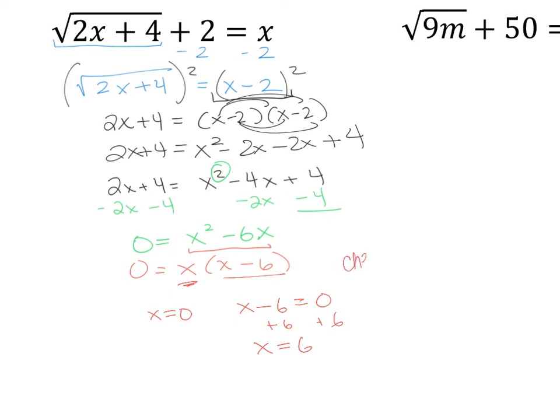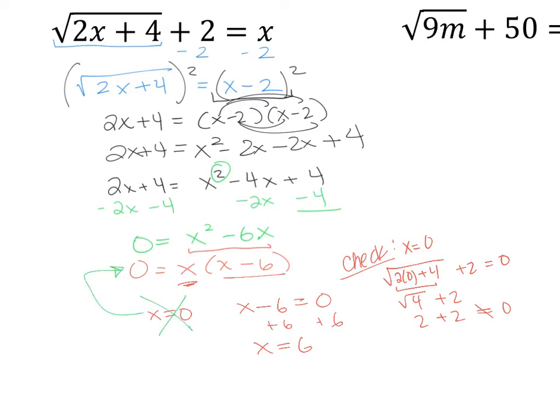Before I box those up though, I'm going to check that it's okay. So if x equals 0, I'm going to plug that in. The square root of 2 times 0 plus 4, plus 2, this is supposed to equal 0. Well, this is going to be the square root of 4 plus 2, that's 2 plus 2, that doesn't equal 0 though. So that means that this cannot be the answer. It was a solution to our quadratic, but it doesn't answer our original radical equation.